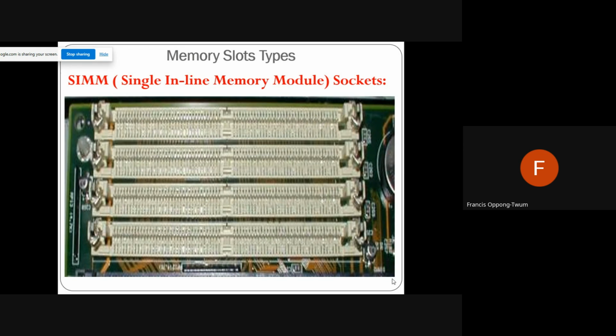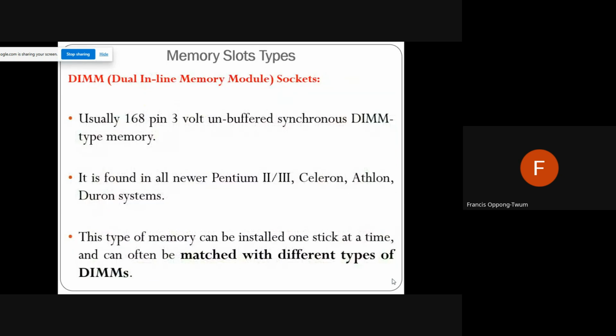So we have the single inline memory module. That's the picture for you. Then we also have what we call the dual inline memory module. That's the socket. The dual inline memory module usually has 168 pins, 3-volt, unbuffered, and synchronous, and it is found in all newer Pentiums. Now we don't have the Pentium processors. This type of memory can be installed one stick at a time, and it can often be matched with different types of pins.